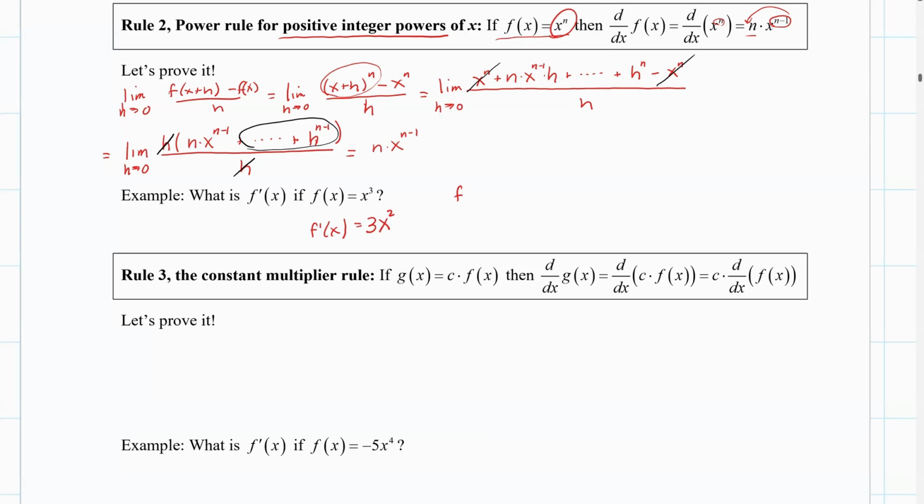How about, what if f of x was equal to x to the 7th? Well, then that derivative is bring the power down and reduce the power by 1. Super easy. And that's called power rule, at least for positive integer powers.